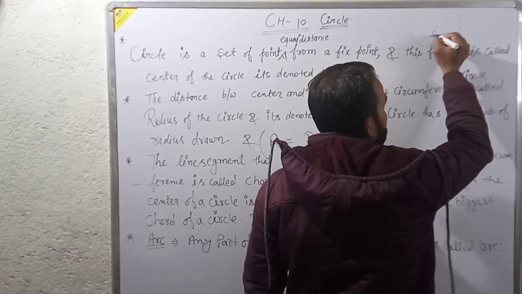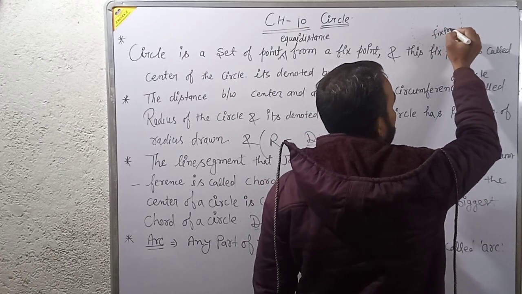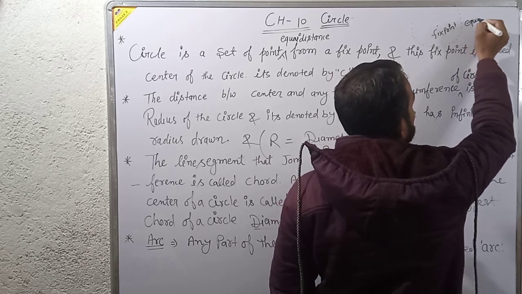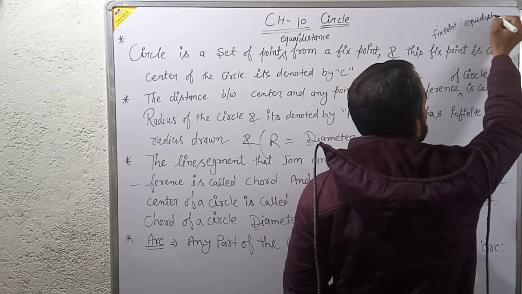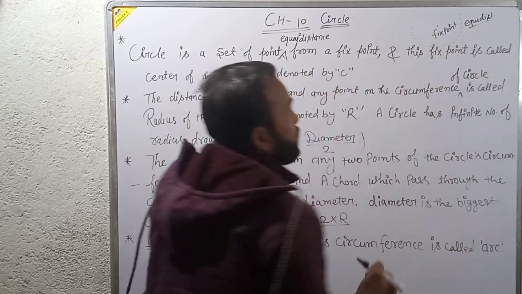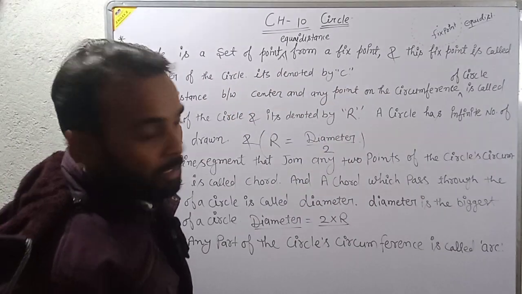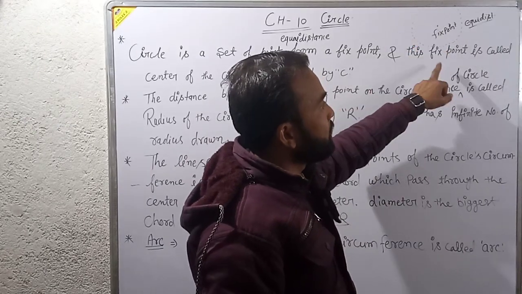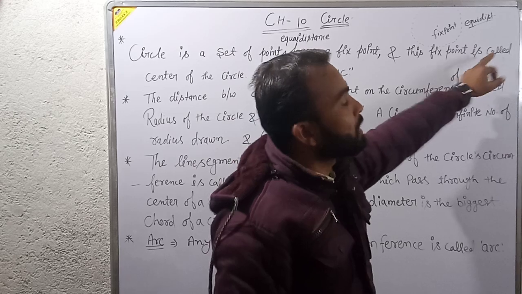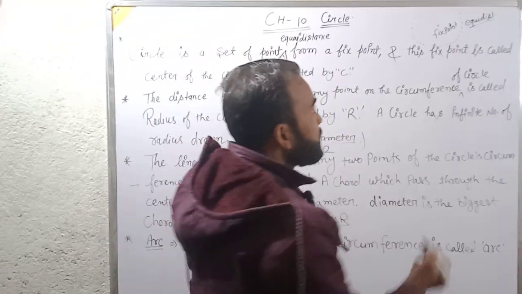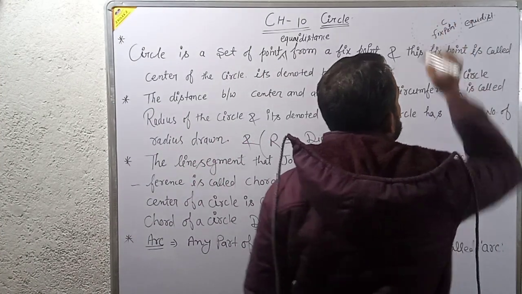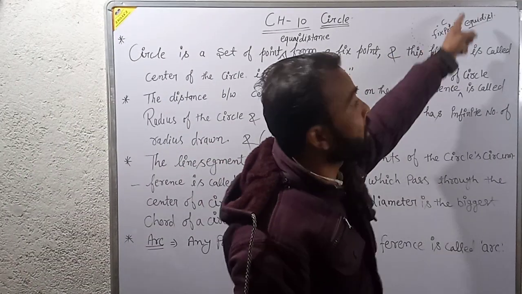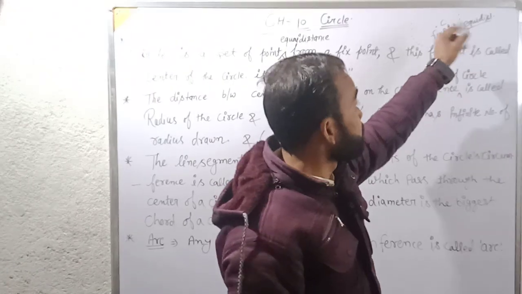This is the fixed point, and these points equidistant from the fixed point form a circle. This fixed point is called the center and is generally denoted by capital C. Clear? And this boundary is also known as the circumference of the circle.